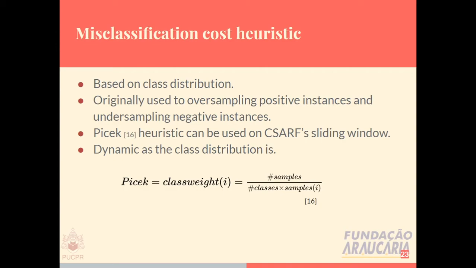That's why CSARF uses a cost heuristic based on class distribution. The PSEC cost heuristic is originally used to oversample positive instances and undersample negative instances based on class distribution, but we use it to change the decision threshold of a classifier. By applying this cost heuristic on the CSARF sliding window, we can build a cost matrix which is as dynamic as the data stream is. As data is consumed, the distribution may vary, and as it does, the misclassification cost changes as well.